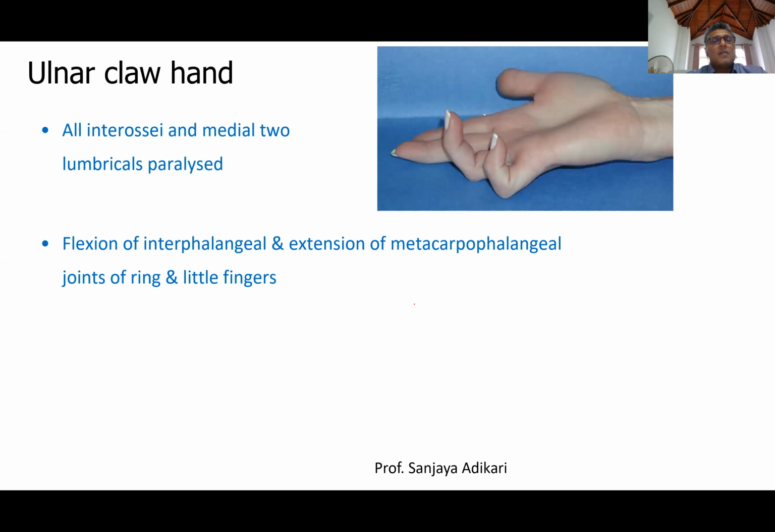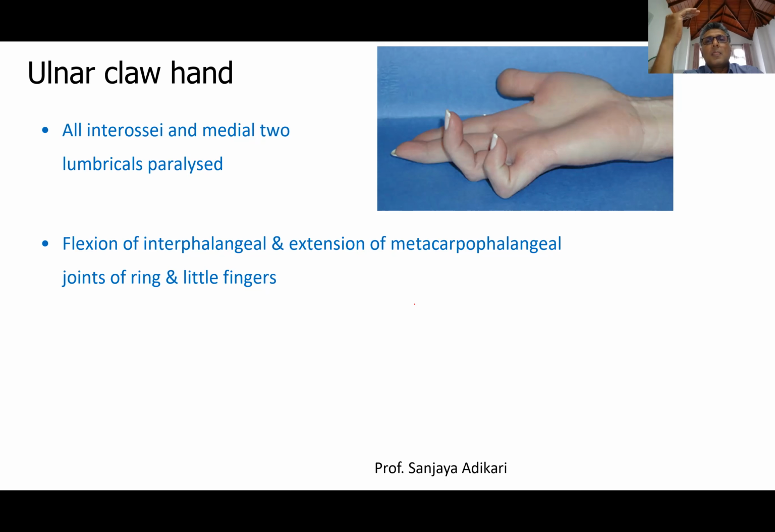Now the reason is this: when the ulnar nerve is damaged, all interossei are paralyzed, and the medial two lumbricals are paralyzed. The action of lumbricals and interossei are to flex the metacarpophalangeal joints and extend the interphalangeal joints. Now, by flexing the metacarpophalangeal joints, lumbricals and interossei oppose the action of extensors of the forearm. By extending the interphalangeal joints, they oppose the action of long flexors of the forearm.